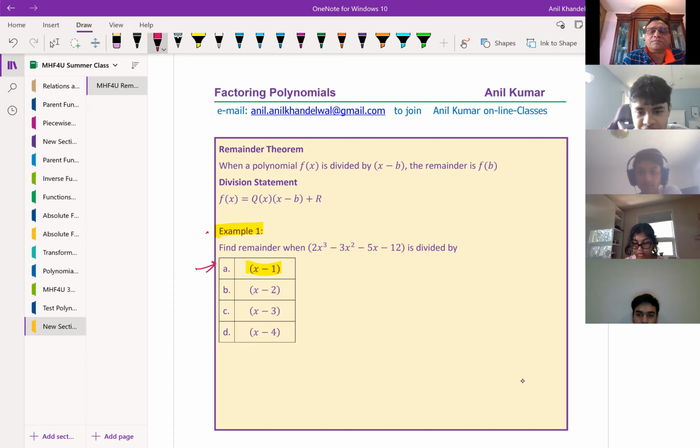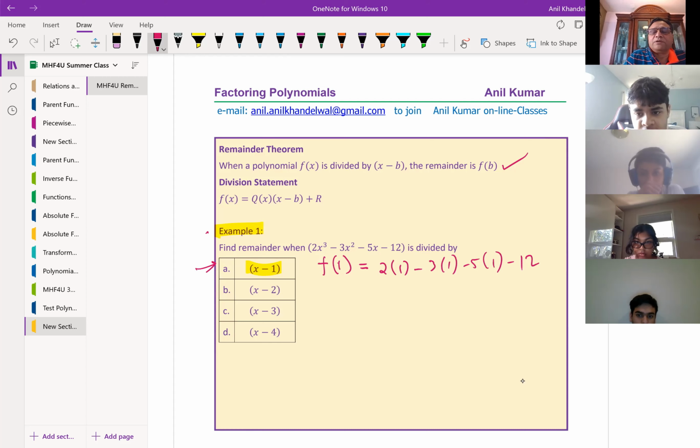Can you do it on the screen? I can just show it instead. So you'll basically find the value of the function at x equals 1. That gives you the remainder, because that is exactly the remainder theorem. And just plug it in. Yeah, that's what I was going to do: plug the 1 into every x and then find the values.